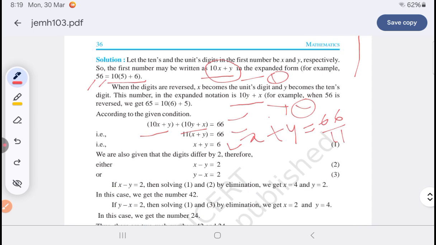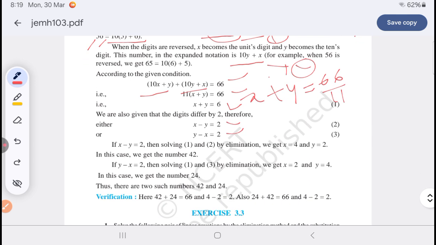So they also differ by digit by 2. So x minus y equal to, y minus x equal to 2. So this is condition 1. This is condition 2. If x minus y equal to 2, then solving equation 1 and 2, you will get x equal to 4 and y equal to 2. So you will get the number 42.